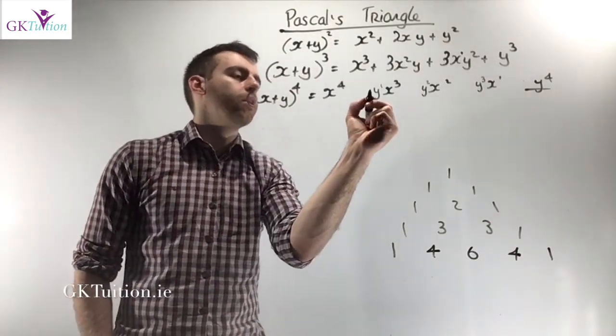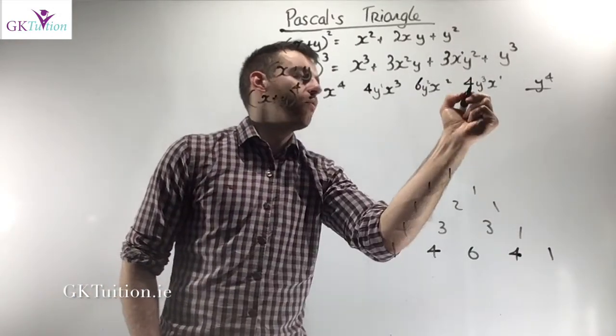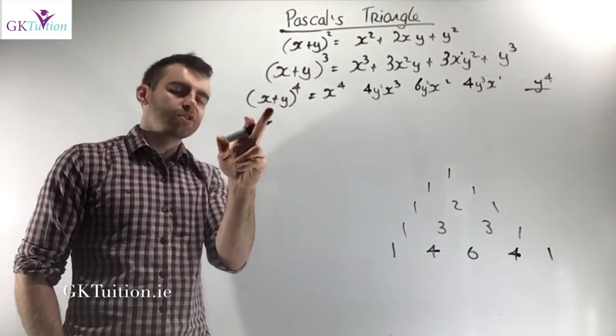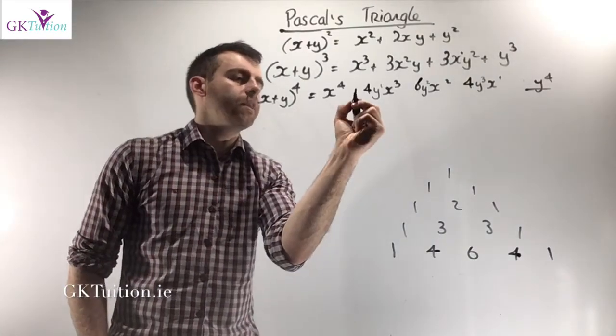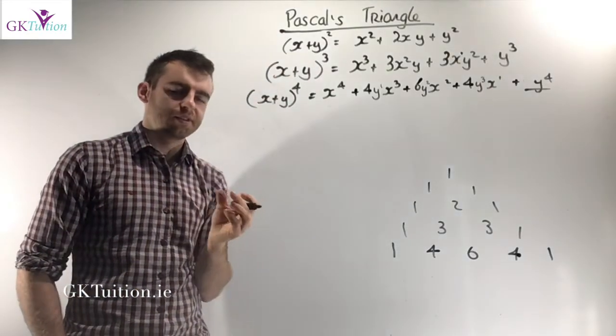The first one will be a 1, the second one will be a 4, the third one will be a 6, and then 4, and then a 1. Now, because there's a plus in here, then all of these will be pluses. Because there's a plus in there, then all of them will be pluses.